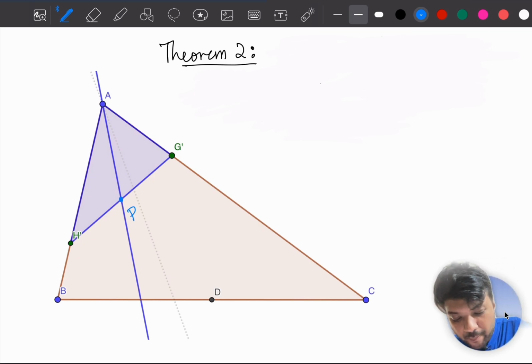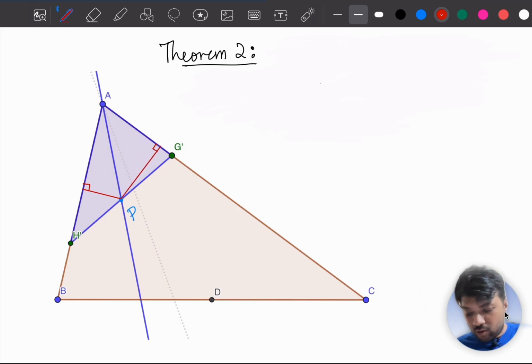Then if you drop a perpendicular from P to AB and you drop a perpendicular from P to AC, okay. Now notice we already know the angles. We know this angle is angle C and we know this angle here is angle B, right? We know this already.